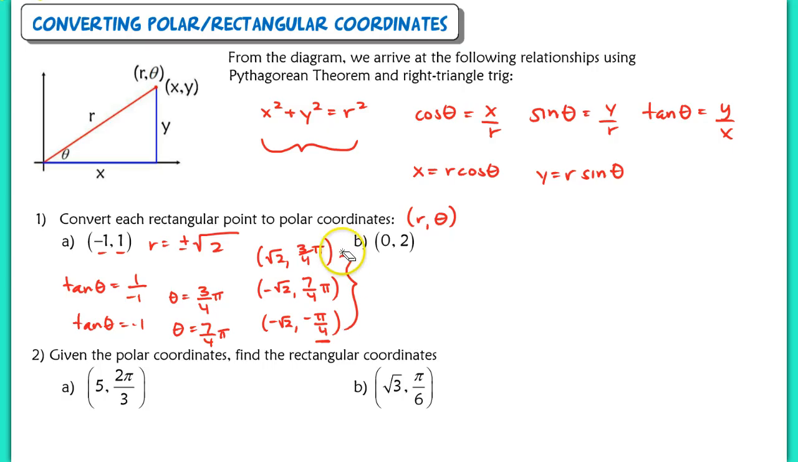Now in the second example, I have the point (0, 2). This time again I'm going to set up x squared plus y squared equals r squared.